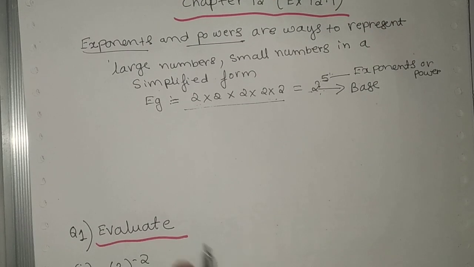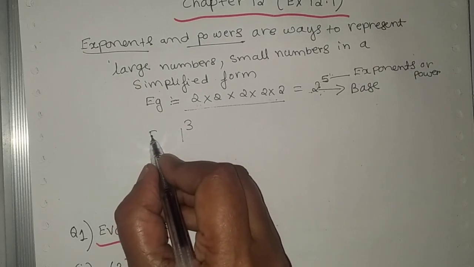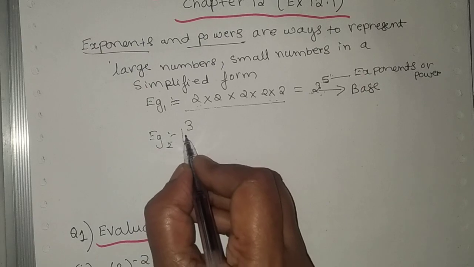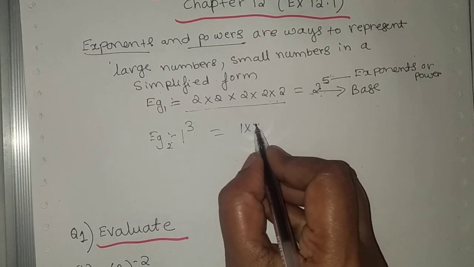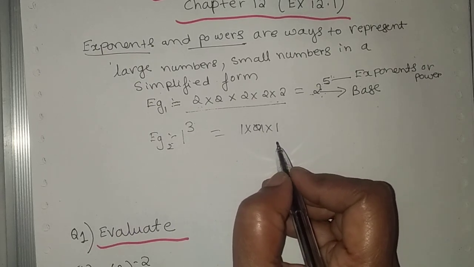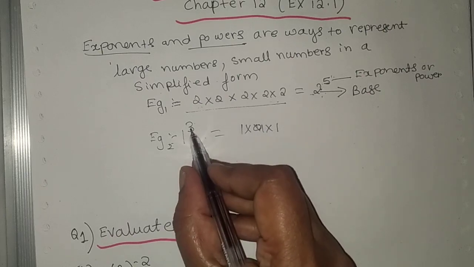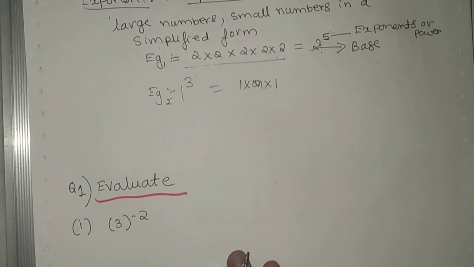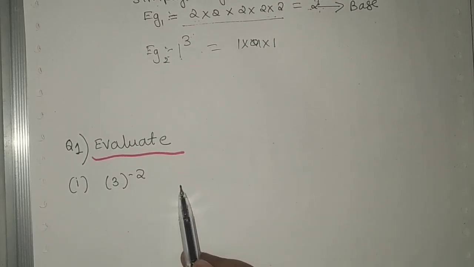Another example. This one is example 2: 1 power 3. That is 1 into 1 into 1. So 1 power 3, this is base, this is exponent or power. Now we'll move on to the exercise problem. That is the first problem in the exercise.